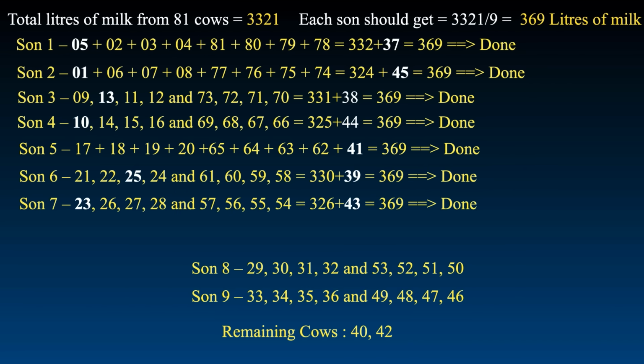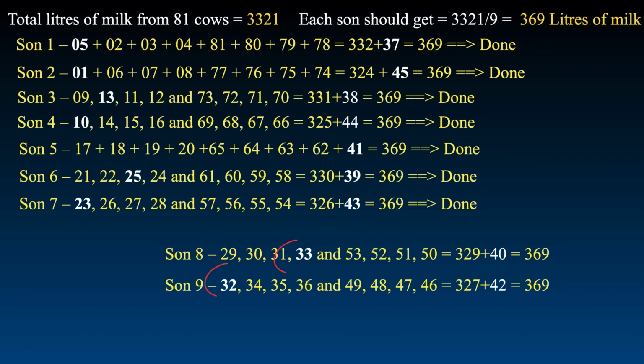For the final pair, we only have cows 40 and 42 remaining, plus or minus 1 away from 41. Give 40 to son 8, he will now be 1 short. Swap a cow with son 9 with a difference of 1. So son 8 will now gain 1 and be equal to 369. Son 9 will now need to make up for the 41 he needed anyway and the 1 he lost to son 8. The only option is 42, so this pair is also sorted.